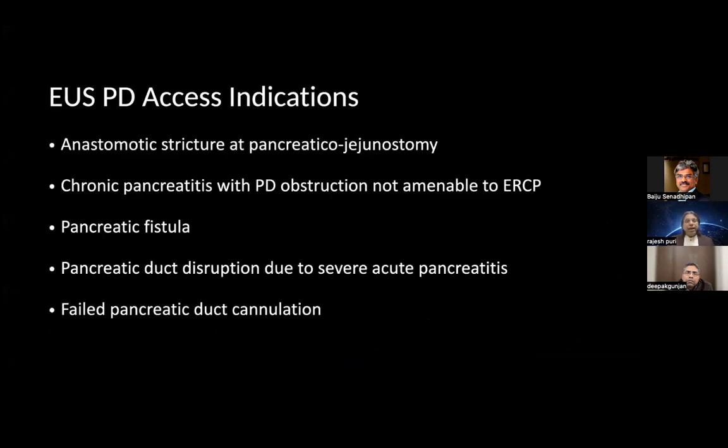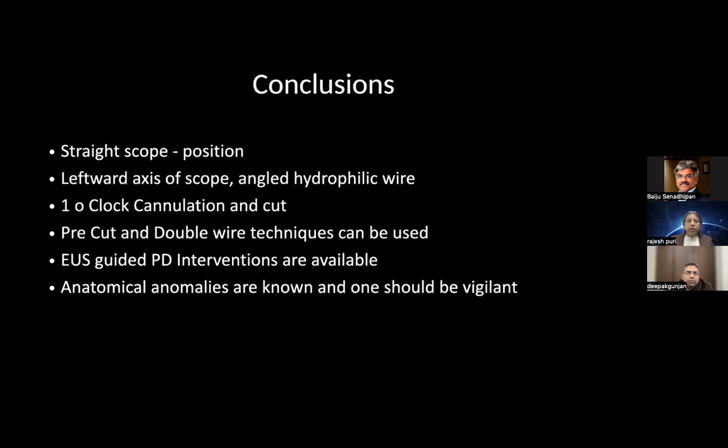Pancreatic duct access indications: anastomotic stricture as in pancreaticojejunostomy, chronic pancreatitis with a PD obstruction not amenable to ERCP, pancreatic fistula, especially the disconnected duct syndrome, or failed pancreatic cannulation, where you can try EUS-guided. By my suggestion, those who are learning should never try EUS-guided pancreatic duct access. It is better only in a patient where there is an altered anatomy. Otherwise, refer the patient to your senior or to a center where pancreatic endotherapy is done.